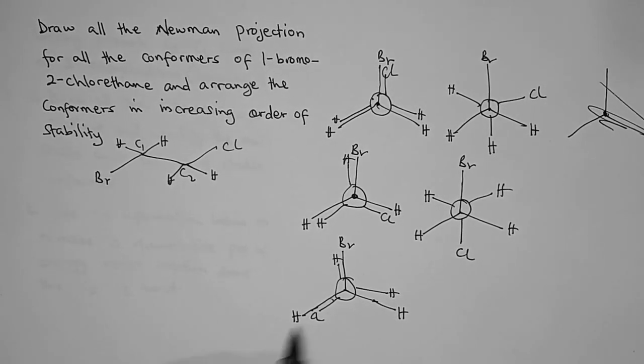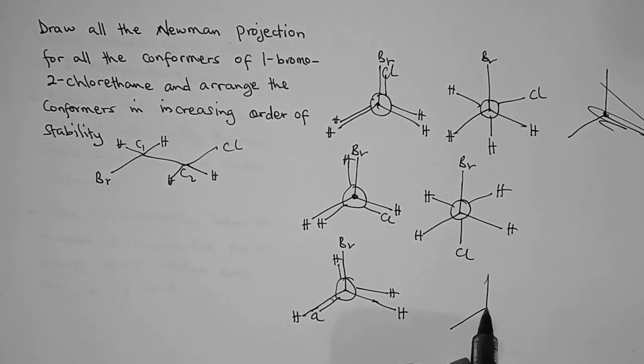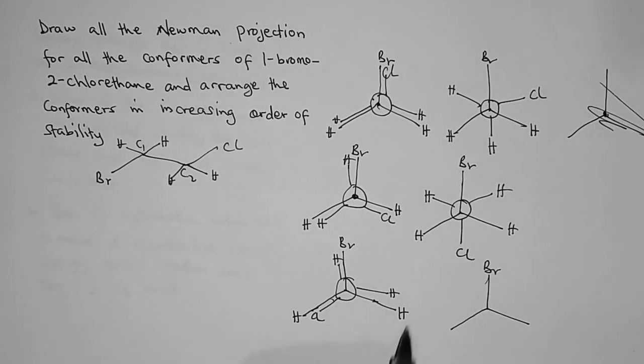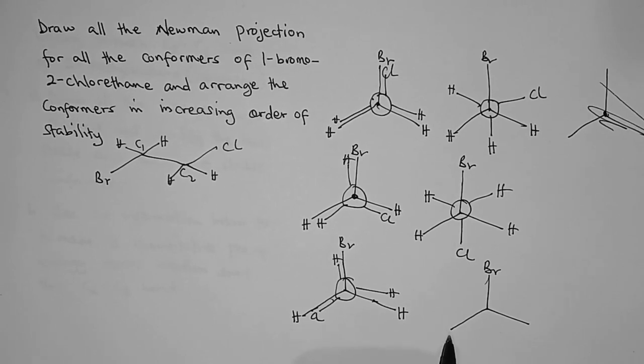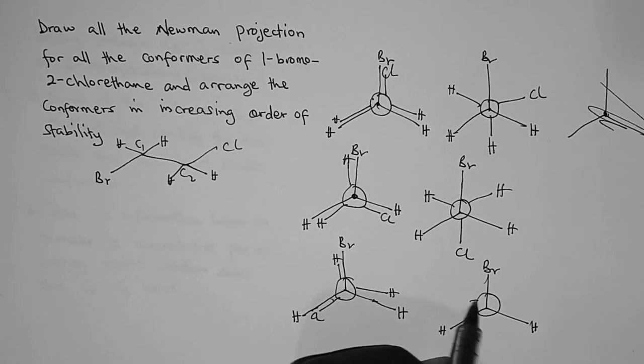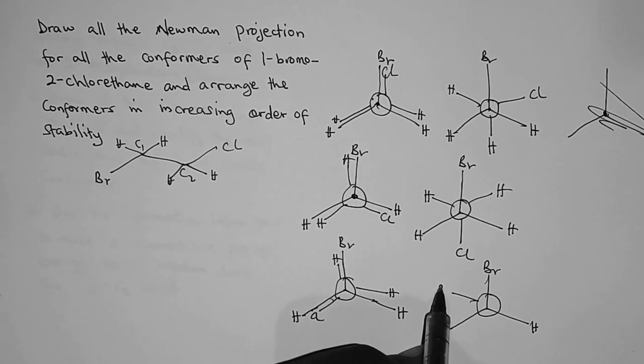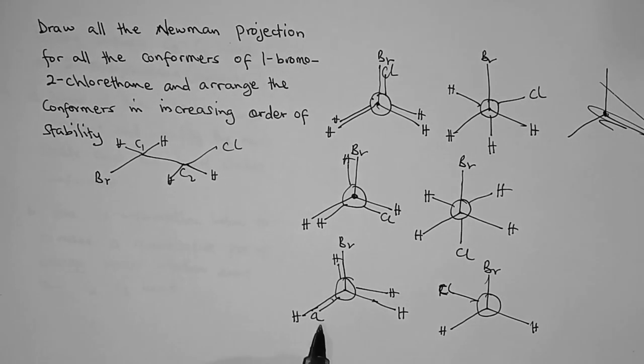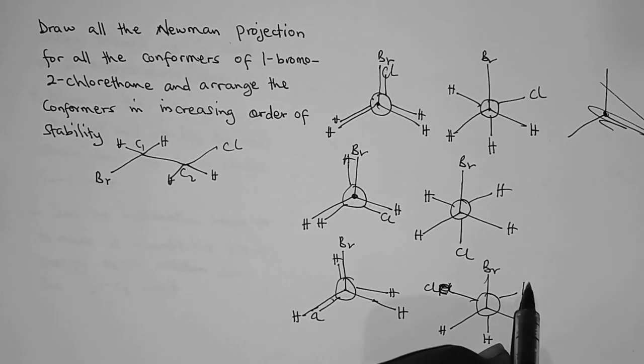Then the last one we can do is to rotate it again 60 degrees. So if we rotate it, here's a bromo group, and then this is a proton, this is a proton, and the carbon at the back. This is a bromo group. This is a chlorine group. And then let me write it well. This is a chlorine. And then this proton will come here. So this proton will be here. This one will go there. So this proton will be here.